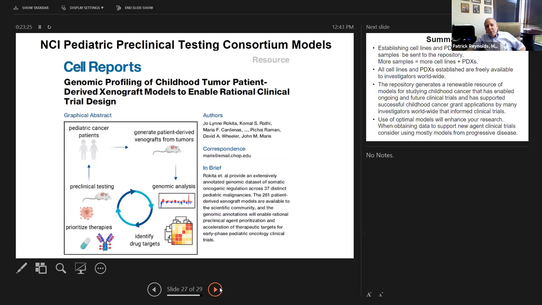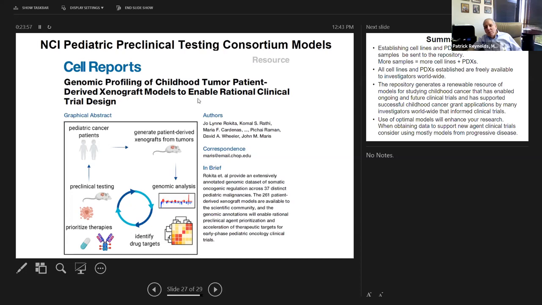Now, I want to point out this particular paper, which is the NCI's PPTC consortium model paper that came out in Cell Reports fairly recently. There's a wealth of genomics data in there that Joe Lin did, driven by John Maris, and it's a combination of models. We contributed the neuroblastoma models, Richard Locke the ALL models, Peter Houghton the rhabdo models. There's brain tumor models in there. There's osteos from Richard Gorlick as well in there, and from Peter.